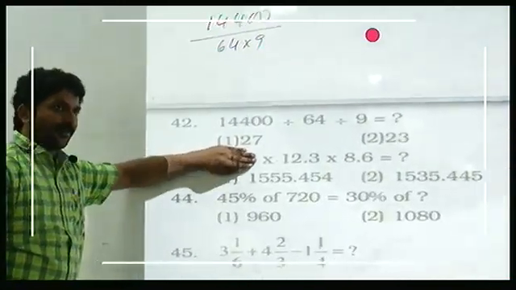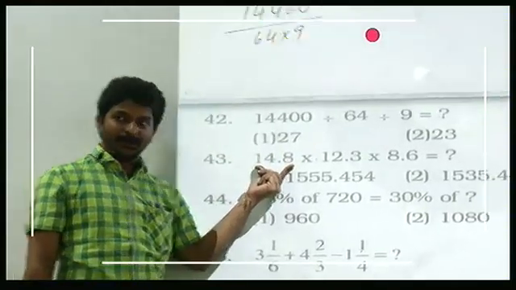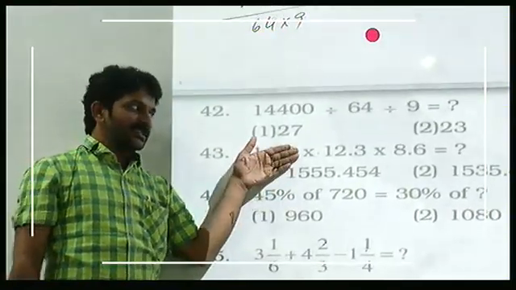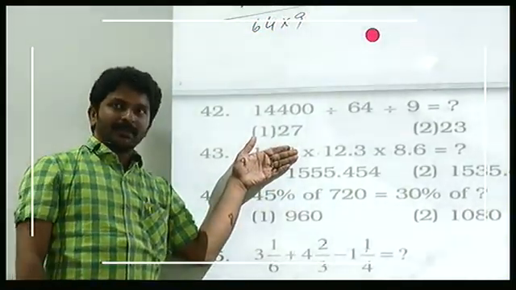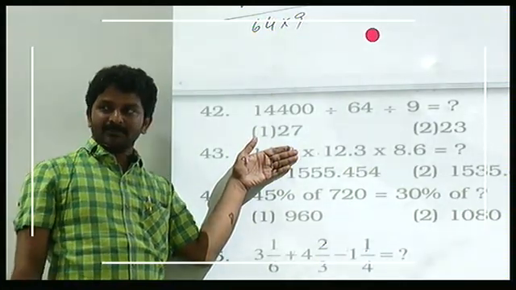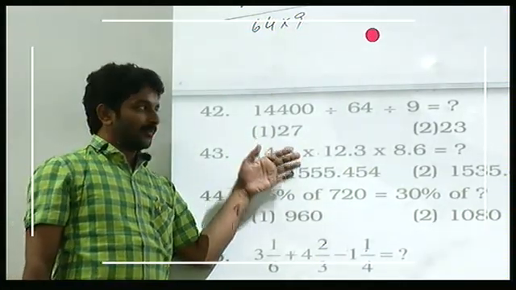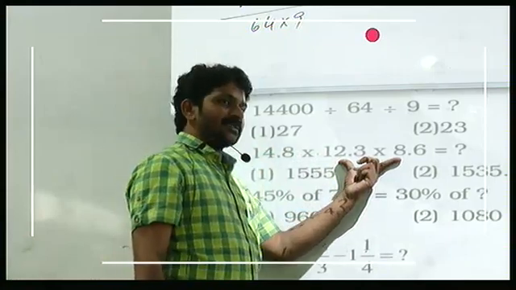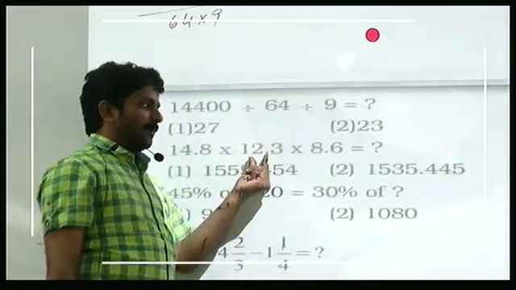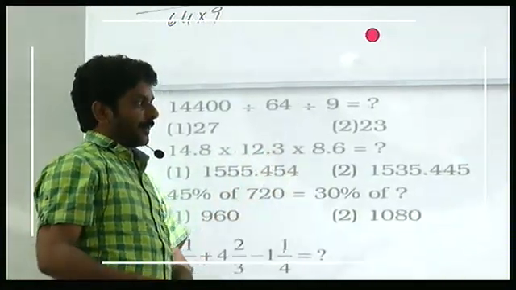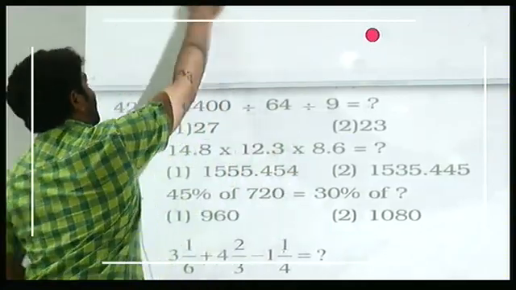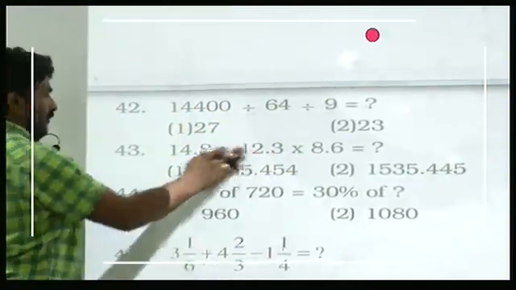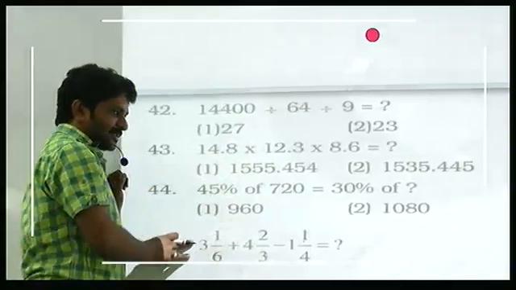Next. Forget about this. 14.8. You can take 15 times minus 0.2 times. As this is easy, you can do it later. Easy one you should do last. Tough part you should do first. So let's calculate this part. 12.3 into 8.6. 12.3 into 8.6. Forget about decimal, you can adjust decimals later.